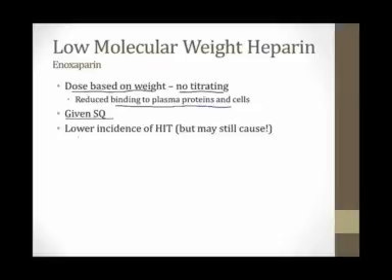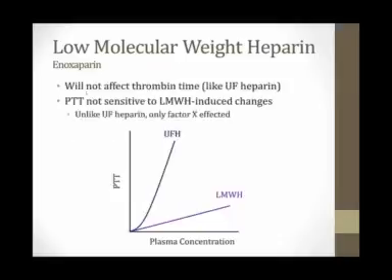Another advantage is that it has a lower incidence of HIT, although it still can cause it, and this is not an acceptable alternative to use in a patient who develops HIT on unfractionated heparin. If you do test the coagulation cascade in people taking low molecular weight heparin, you will find that the thrombin time is not affected. That's because unlike unfractionated heparin, low molecular weight heparin does not inhibit thrombin.